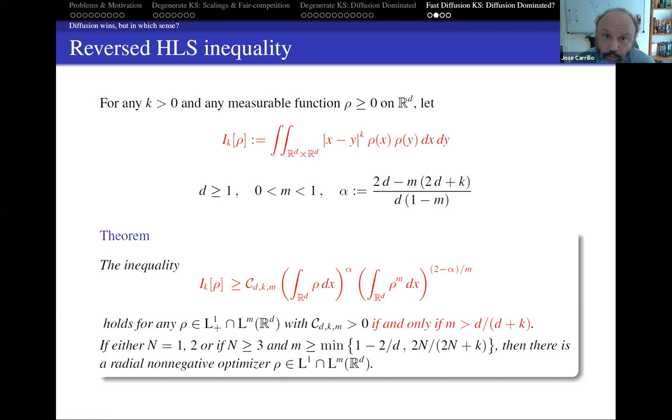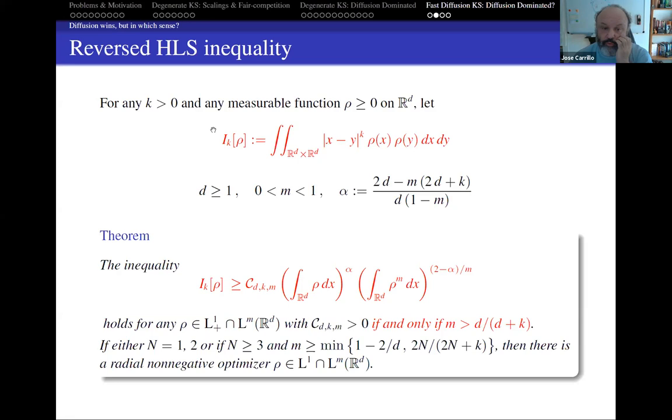inequalities that we call reverse HLS inequalities. And this family of inequalities is new, set in one particular range that I will explain in the next slide. We call them reverse HLS inequalities because in this regime, what we can do is to estimate the integral of rho to the m. This is no longer a norm because now m is between 0 and 1. But we can estimate the integral of rho to the m to a certain power, multiplied by the mass of the density to a certain power, in terms of this double integral. And remember that now k is going to be a positive quantity. That's the big difference with respect to what I was doing before.